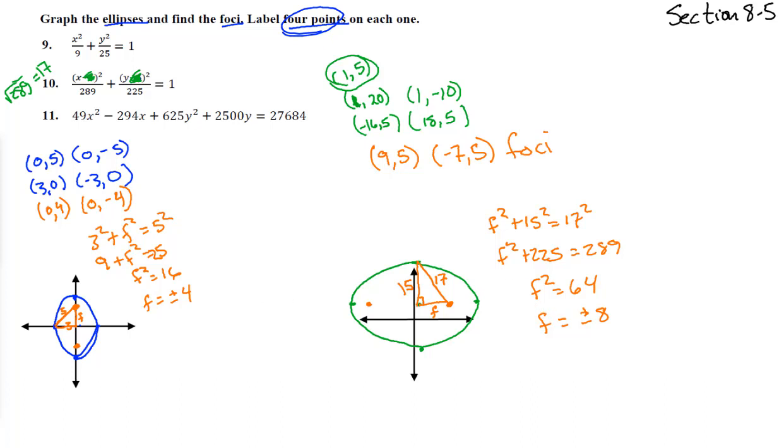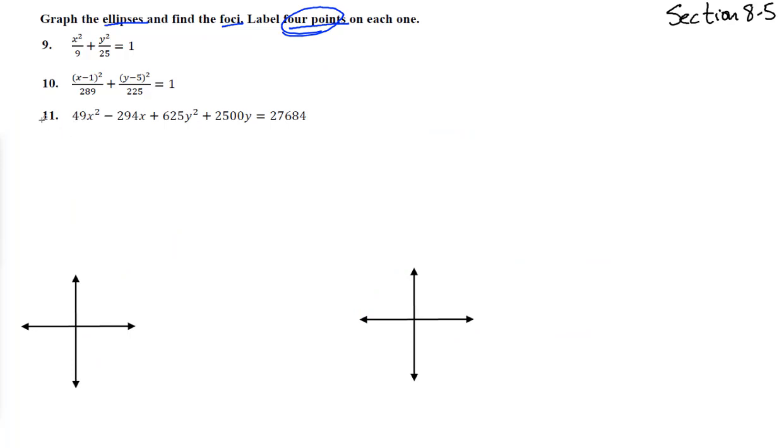Excellent. Good deal. Let's clear this off so we have enough room for number 11. All right, with number 11, again, we can tell from the very beginning that it's going to be an ellipse, because notice that the y squared and the x squared are both positive, but they have different coefficients, which means they're squished differently, and so it's a circle that gets squished.